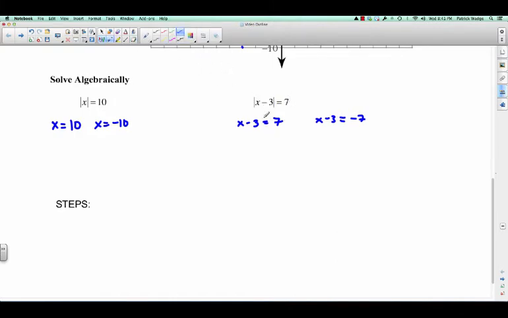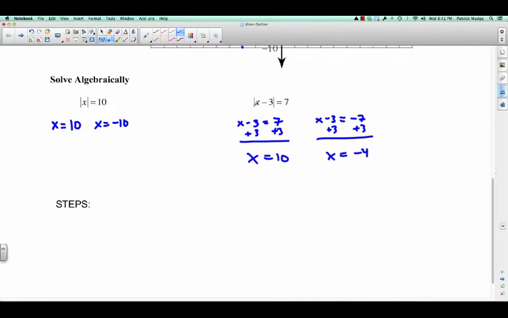So now that I have two equations, we're just going to solve them both. In this one, we're going to add 3 to both sides. So you get x equals 10. In this one, we're also going to add 3 to both sides. But this time, you get x equals negative 4. So we have our answers. However, you must check them for extraneous solutions, extraneous roots. It's possible that it's actually not an answer.